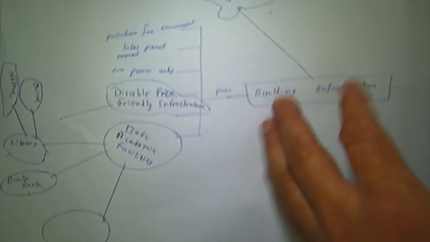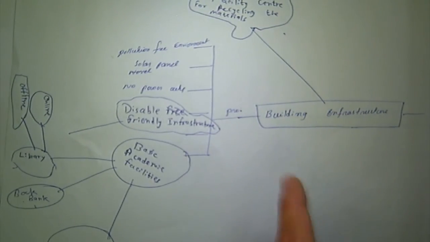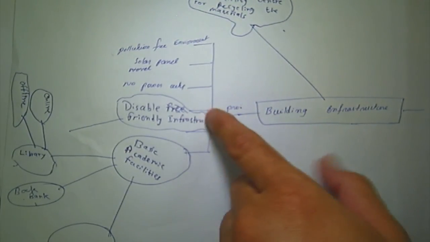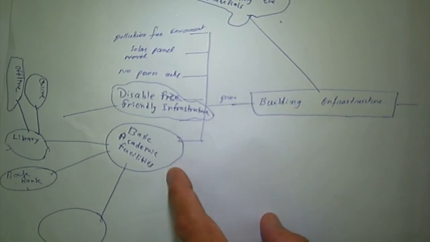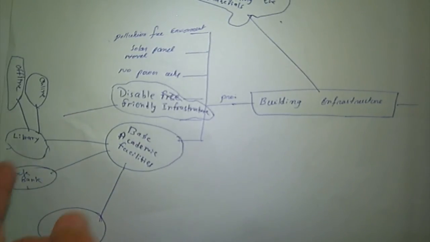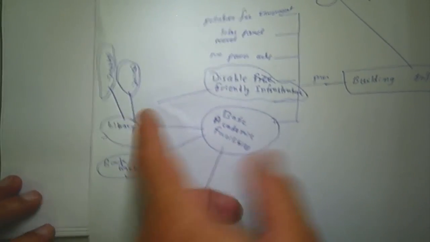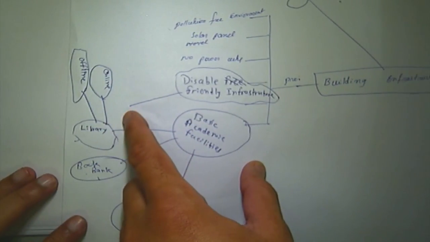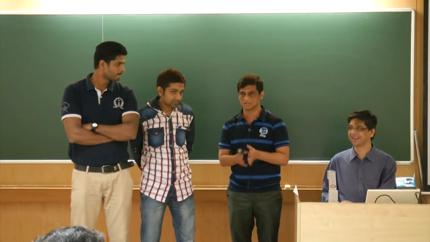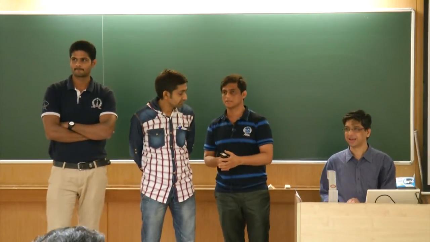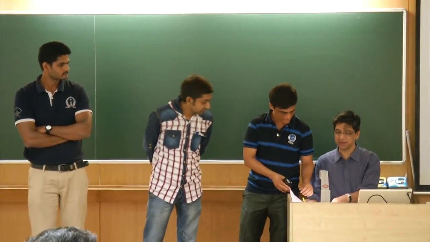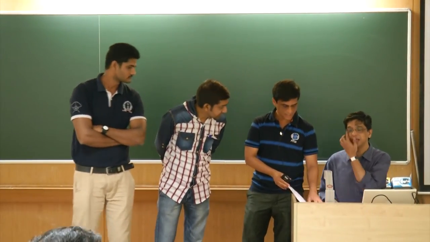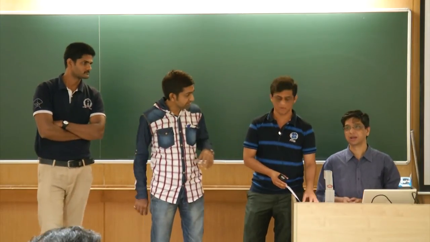On the left side, you can see that from the building infrastructure, there goes one disabled friendly infrastructure. Then one point goes to the basic academic facilities, which goes to the library or book bank, and then that library goes to online and offline facilities. So according to us, there should be more sub points coming after, not directly the pros and cons of the library. First level, second level. Instead of that, there should be more levels downwards.